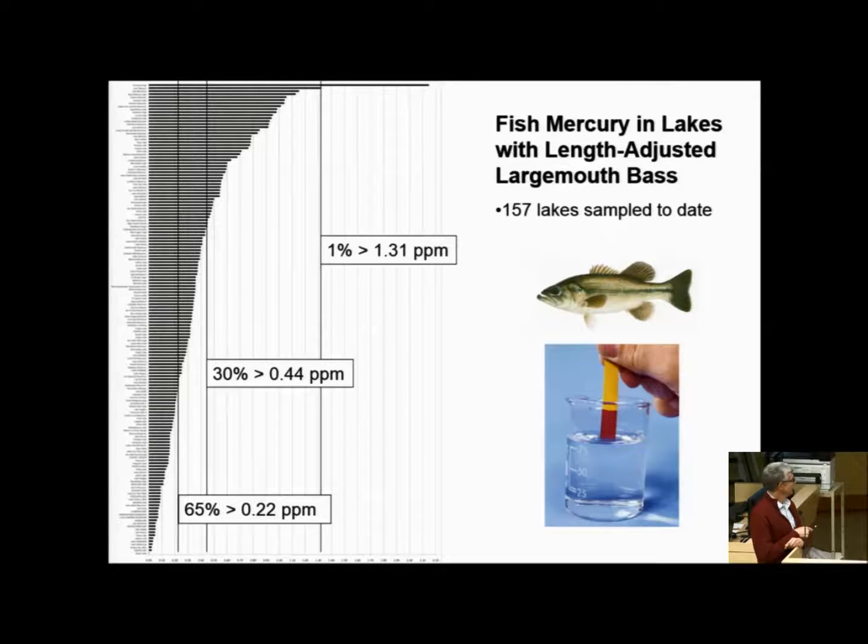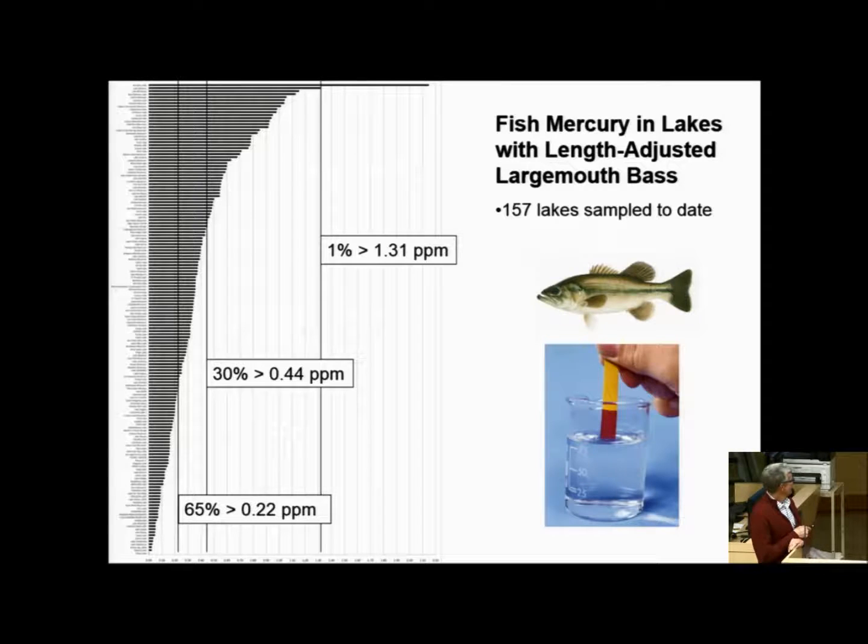We've done this at 157 lakes to date, and this is the data set. Not expecting you to read all these lake names here, but they're all in order, and the concentrations range from well over a part per million, over a couple orders of magnitude, to below around 0.01 parts per million.